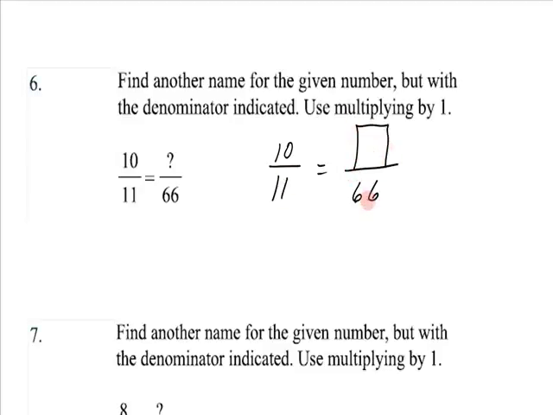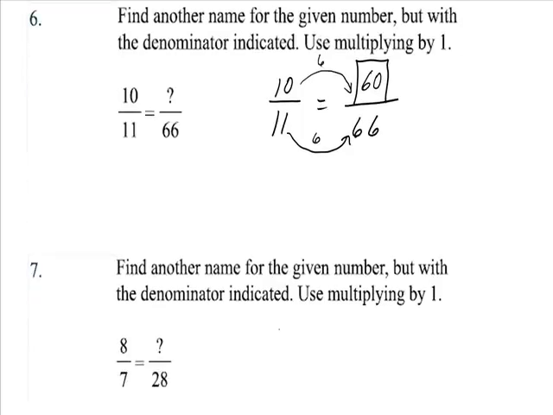10/11 is what over 66? Well, look here. What would 11 get multiplied by to turn it into a 66? It must have been multiplied by 6. So do the same to the top. 10 times 6 is 60. I believe we have one more to do.